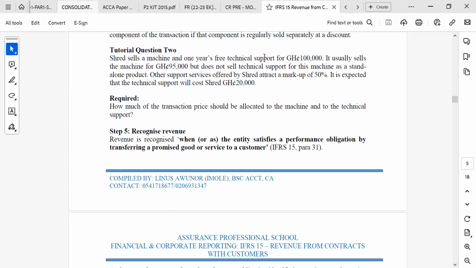You can enter into a contract with someone to construct a storey building for the person. A storey building cannot be completed at once; it will be completed in stages. If you complete the ground floor, the person can move in with the family. Some people will say, I don't want to pay rent again, so just finish this place and we move into it, and you continue with the other part.